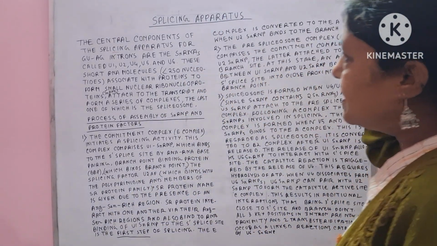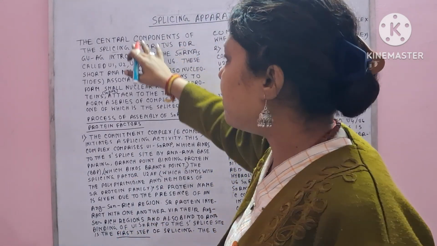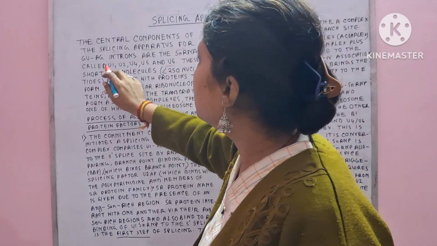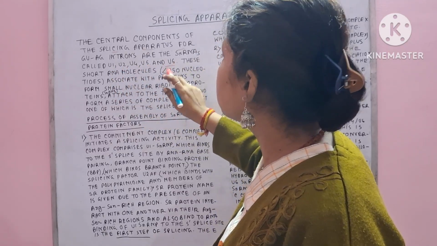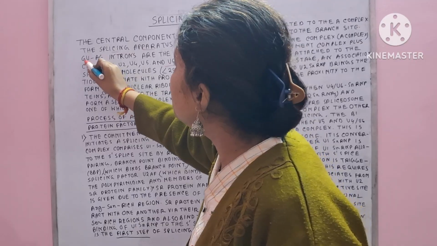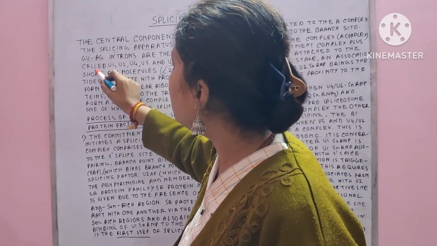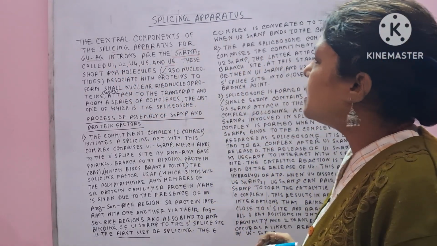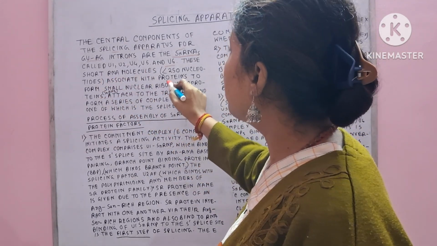Here, the splicing apparatus is involved in the splicing process, and this apparatus contains these snRNAs: U1, U2, U4, U5 and U6. These are very short RNA molecules and associate with proteins.